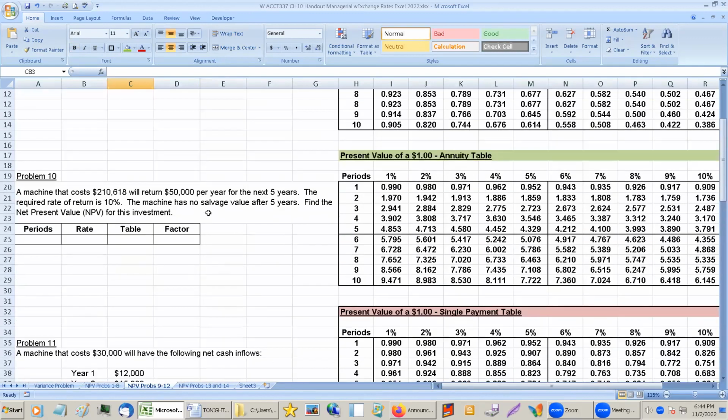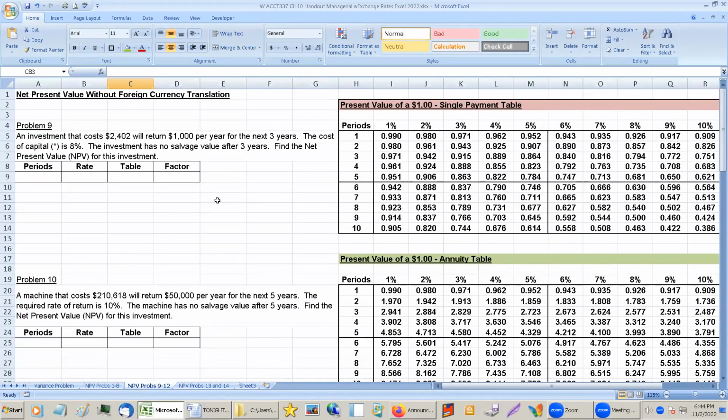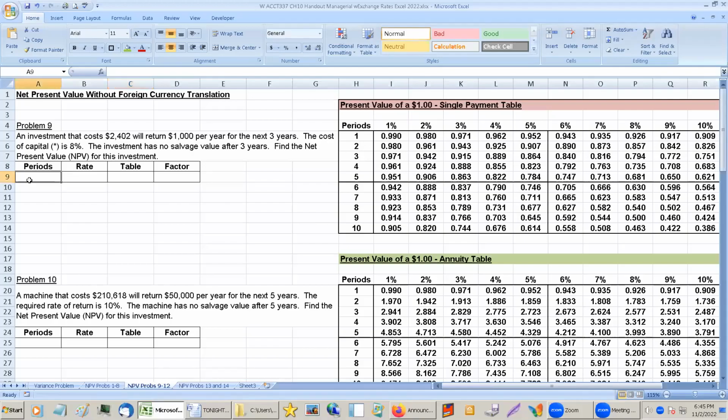Net present value is very similar to the last one we just did. Are you guys okay with these, or do you need help with these at all, or not really? Is it boring you to tears? All right. Okay. Problem 8, or problem 9, excuse me.